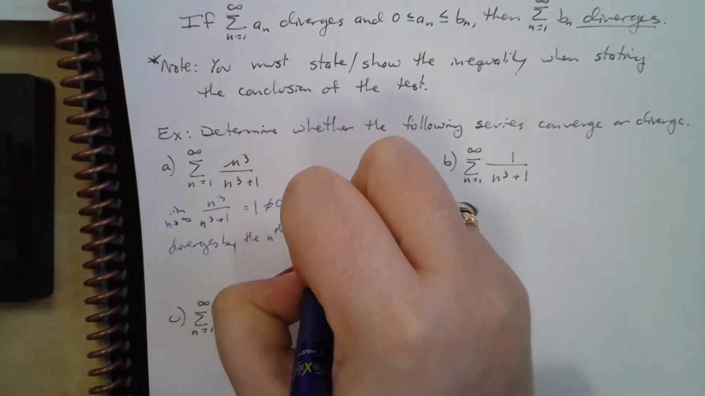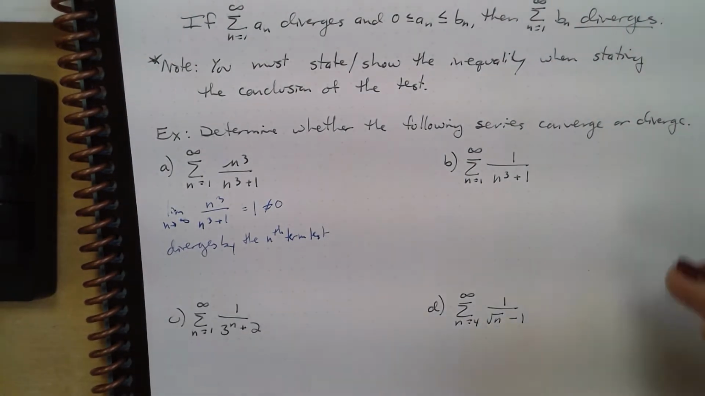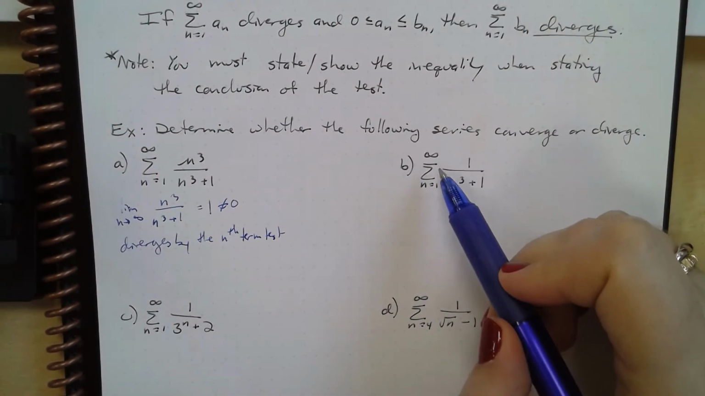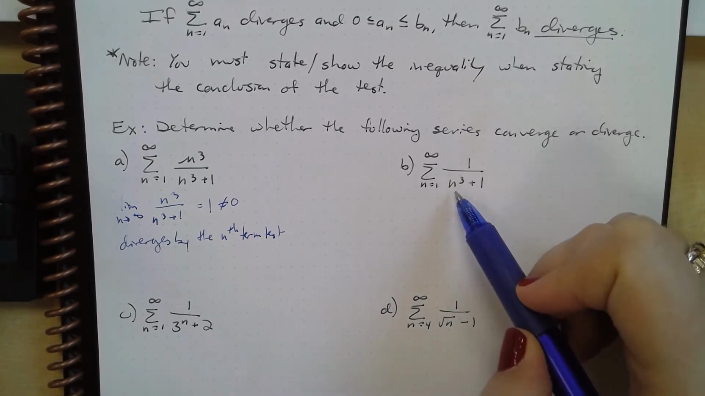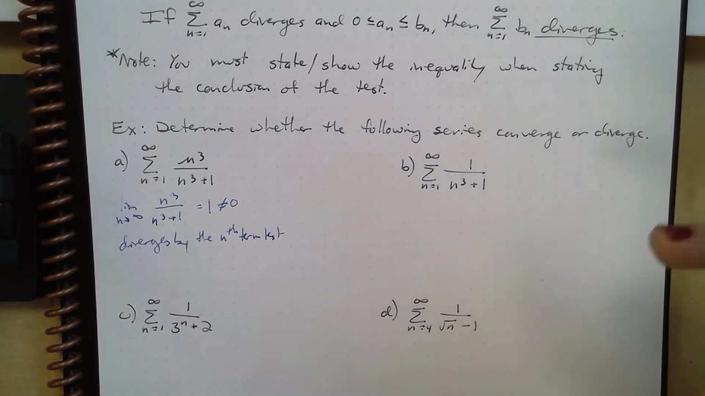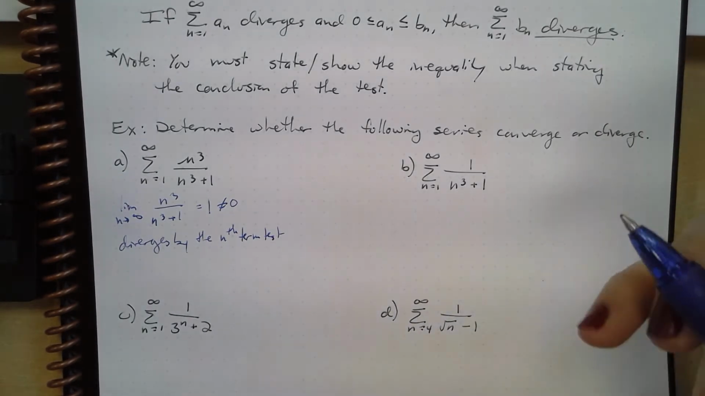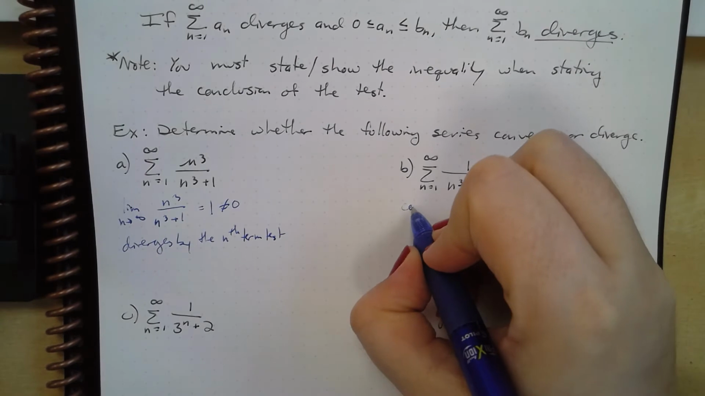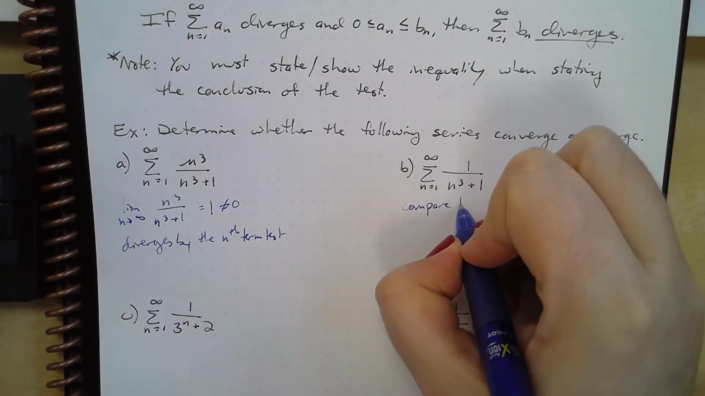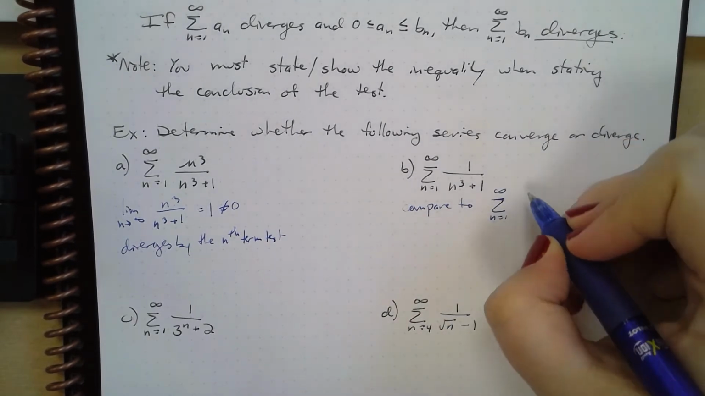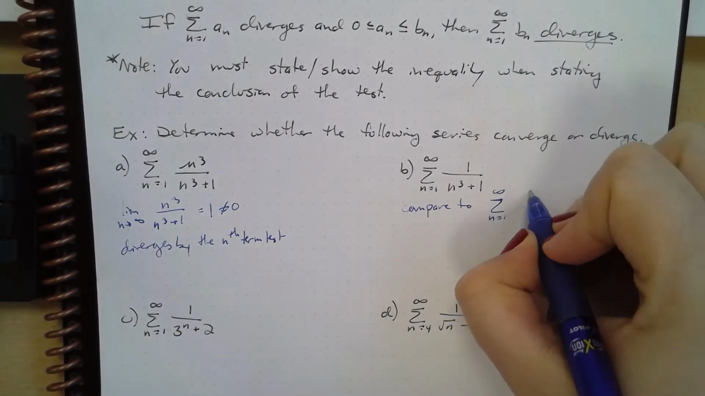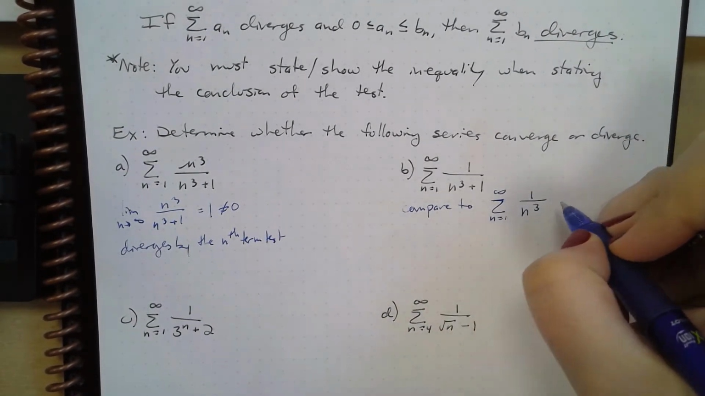All right, let's look at number 2 here. I'm going to do this nth term test real quick in my head. I get 1 over basically infinity, which becomes 0. So this might converge, right? So we want to compare this to the sum as n equals 1 approaches infinity of 1 over n cubed.